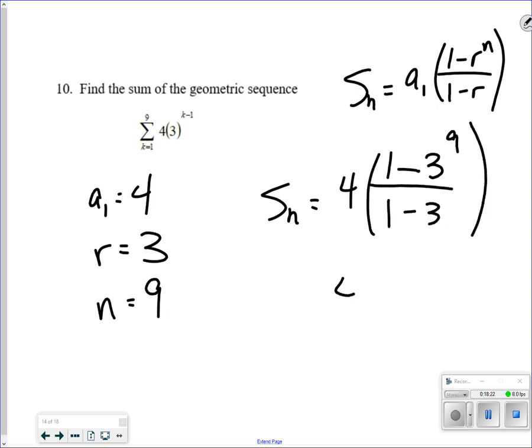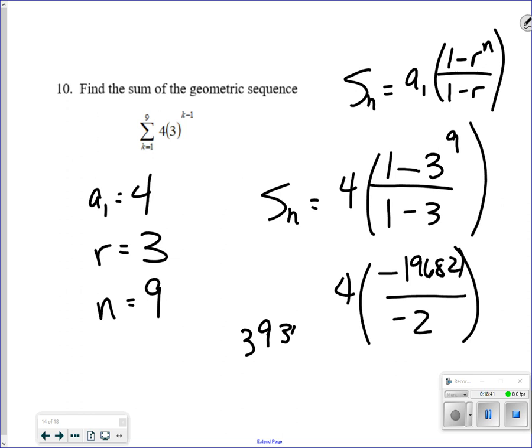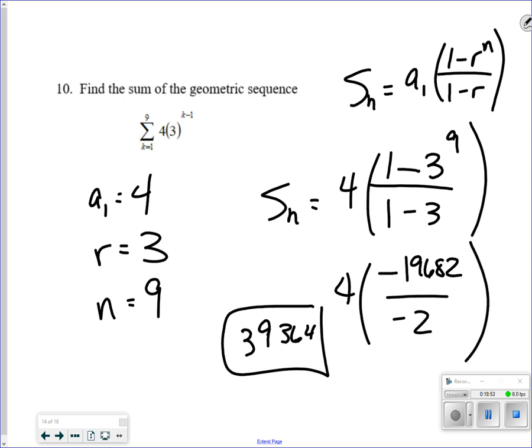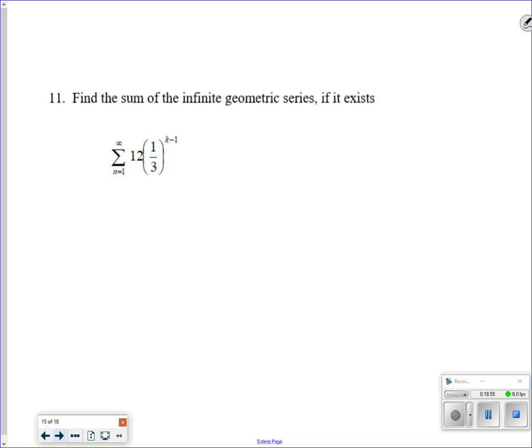Little calculator time now. 1 minus 3 to the 9th is negative 19,682. So now divide that by negative 2 and times that by 4. I get a sum of 39,364. And by the way, it's a little messy here to write. I'm going to change that. It's supposed to be 9682. There's a big parenthesis.